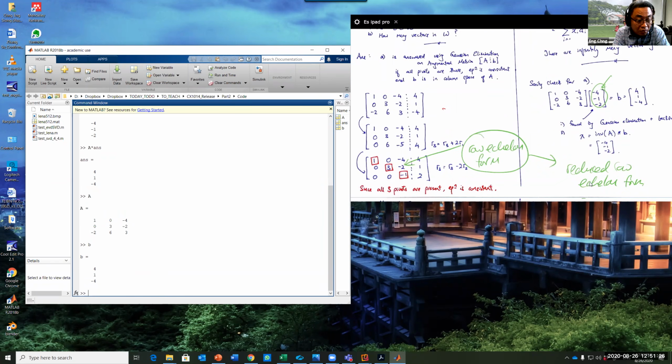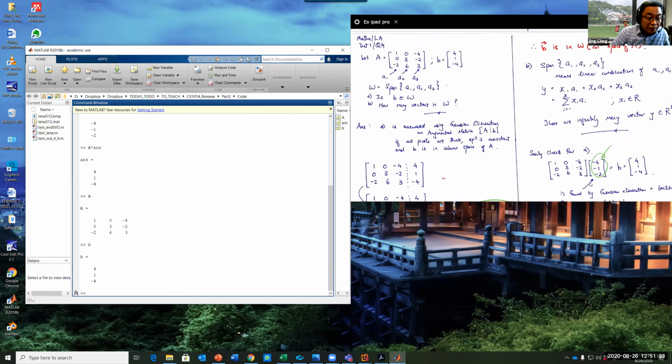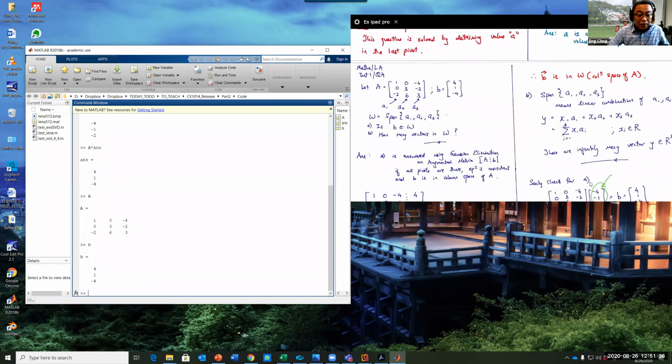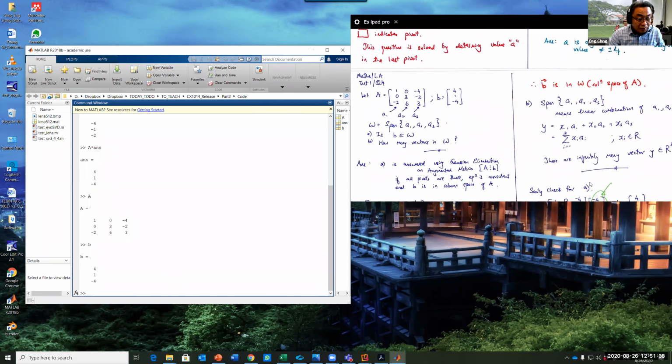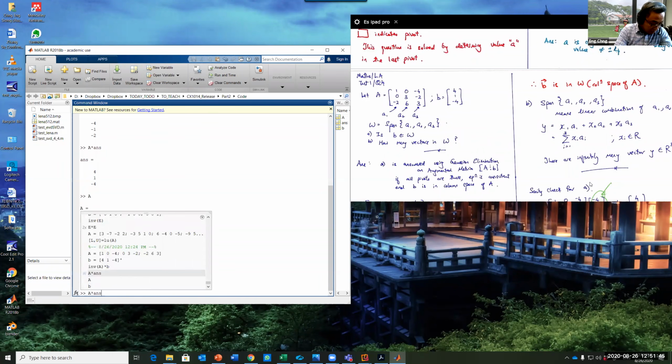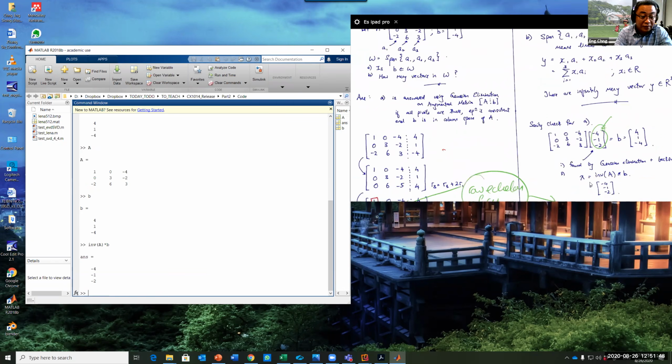4, 1 minus 2. Let's see. 1, 0 minus 4, 0, 3 minus 2, minus 2, 6, 3, times 4, 1. I see 1. What's the error now? So the answer is minus 4, minus 1, minus 2. So x is equal to inverse of A times B. A times x is equal to B. 4, 1 minus 4. Okay.